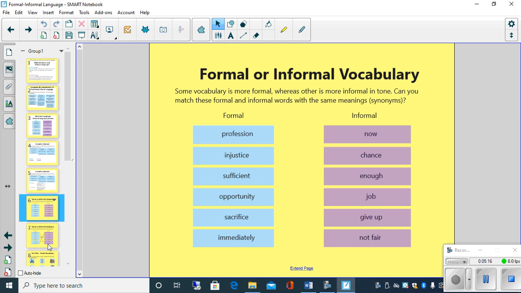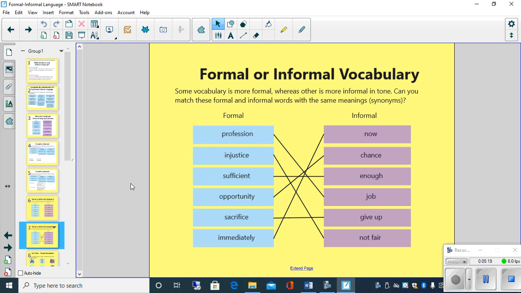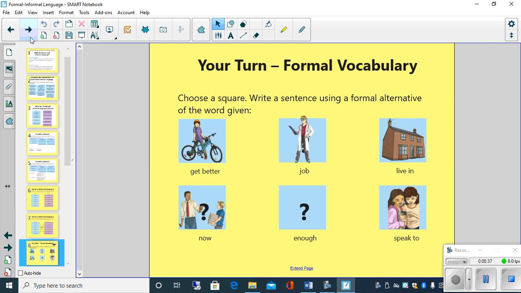Welcome back, children. Let's see how you get on then. Okay, so those are the formal words and the synonym as a more informal word. So for example, a profession, so maybe a teaching profession, you may say teaching job, okay, but job is less formal. Okay, let's have a look at the next slide then.